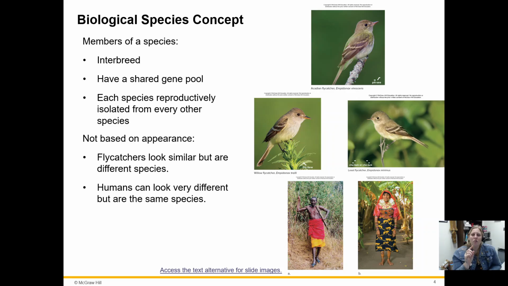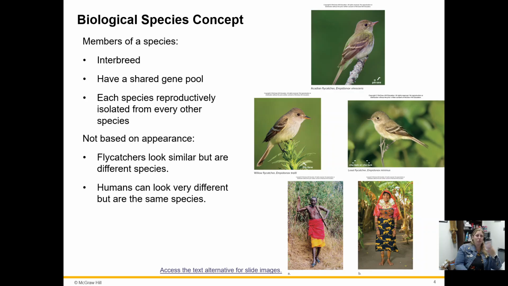Because their calls are so different, even if they live in the same environment and in the same tree, they will not recognize each other as mates. And part of that is because if they hybridize, it decreases their reproductive success. And as we know, we all are biologically driven to have fitness and reproductive success, especially if we're talking about wild animals. Humans don't count as far as the biological species concept. We can look very, very different, but because we can all breed with one another and we share a gene pool, humans are all one species, Homo sapiens.